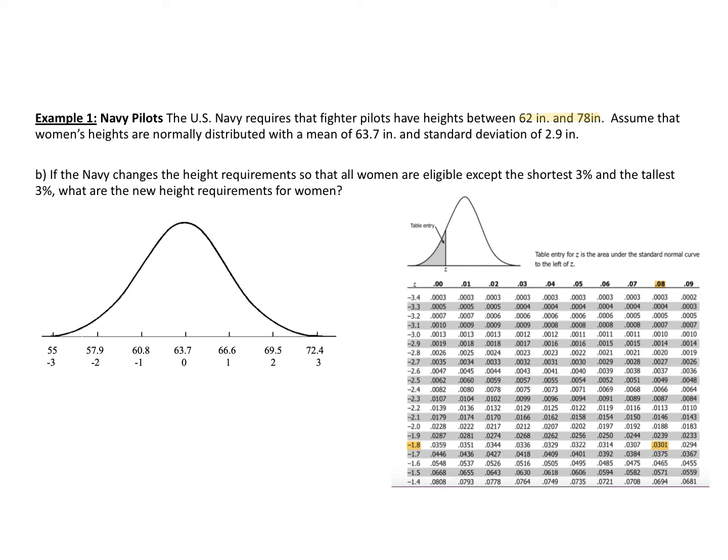Okay, so again, we know that women's height is normally distributed with a mean of 63.7 inches and a standard deviation of 2.9. So knowing that the data is normally distributed, we draw ourselves a bell-shaped curve, and then we label the heights that are 1, 2, and 3 standard deviations from the center. And then right below that, you'll see that I've written down the corresponding z-scores.